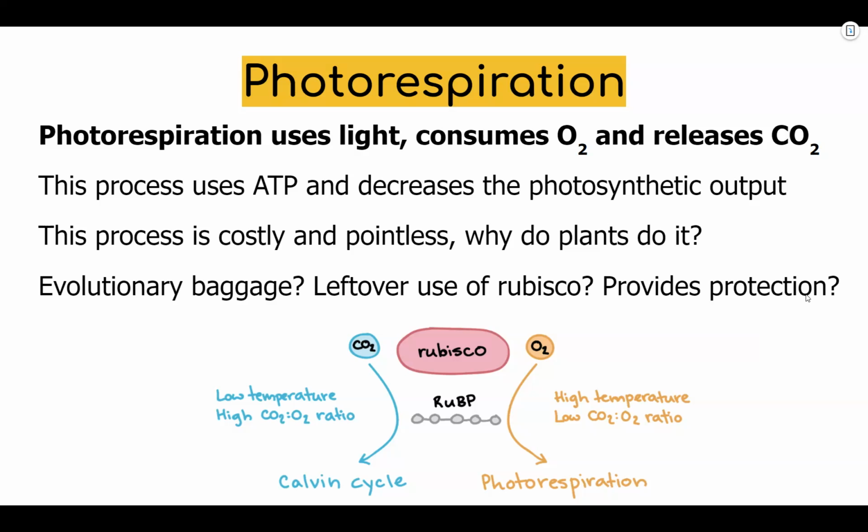But the main idea is that it uses light, so photo, and consumes oxygen, respiration, right? It releases CO2. Whenever we were talking about cell respiration way back, it seems like eons ago, we consumed oxygen and released CO2. And I say we because we do cell respiration. Plants do it too. But we're using light, so we call it photorespiration. It is counterproductive and rather pointless.